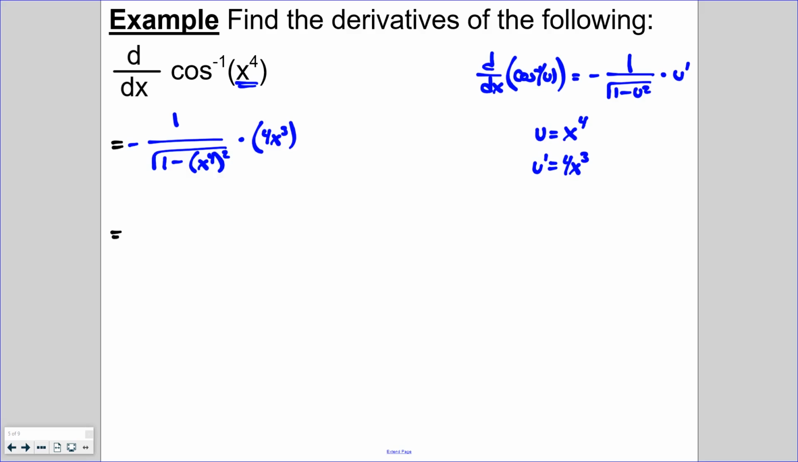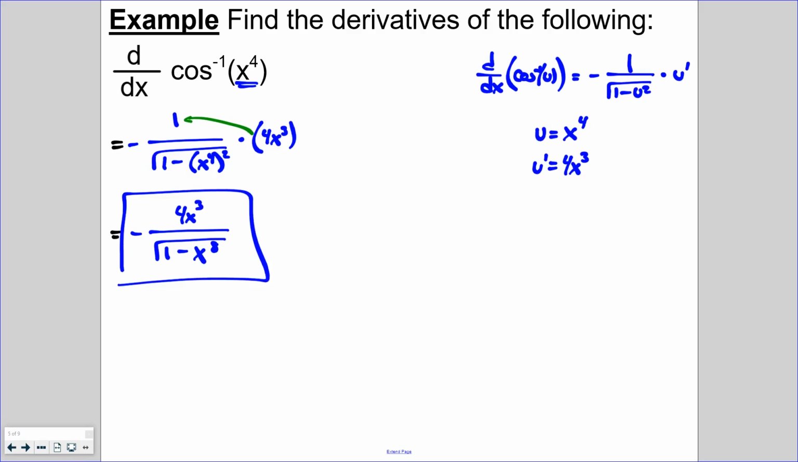As we stated in the last example, when we're multiplying a fraction by a whole number or by an expression, we can just multiply that whole number to the numerator. So that's going to give us negative 4x cubed over the square root of 1 minus x to the 4th squared. Remember, when we take the power of a power, we're going to multiply those powers, so we're going to end up with x to the 8th. So therefore, our derivative is going to be negative 4x cubed over the square root of 1 minus x to the 8th.